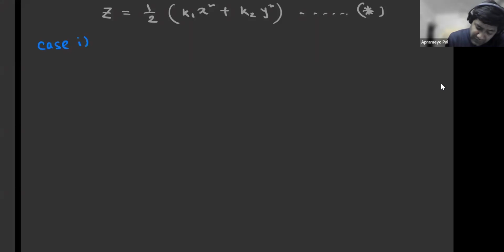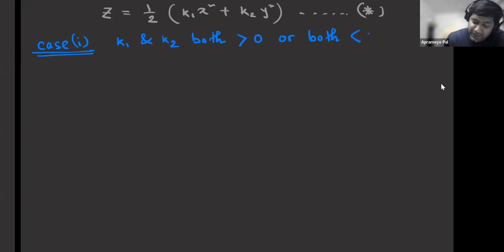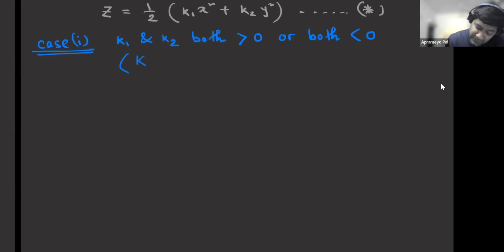So what's the first case? The first case is K1 and K2 are both positive or both are negative. In other words, since the Gaussian curvature K is the product of K1 and K2, this is always positive. That's the case I am considering.